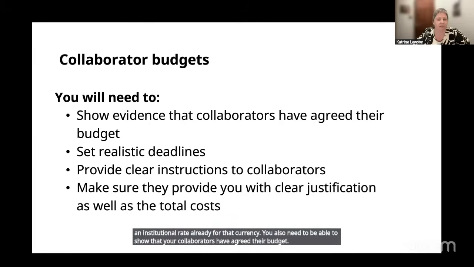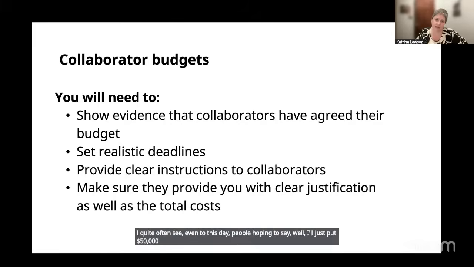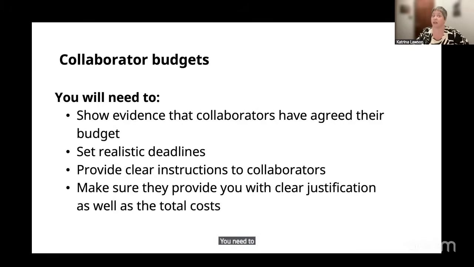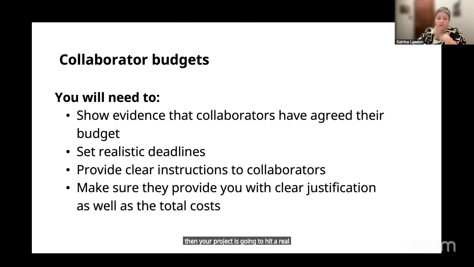I quite often see, even to this day, people hoping to say, well, I'll just put 50,000 aside for that collaborator. And that is not quite an equitable collaboration. You need to be sure that your collaborator has agreed that that budget is going to be appropriate for them. Because if they come back later and say, but I can't do it with the money you've given me, then your project is going to hit a real difficulty.